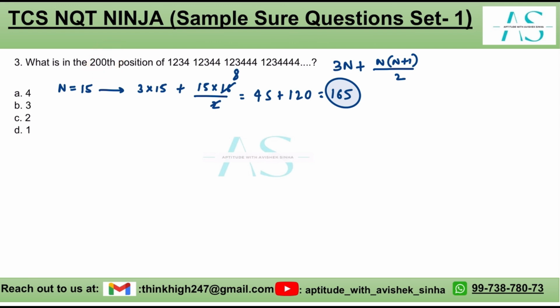So we can try with n being 16. Let's see what do we have. 3 into 16 plus 16 into 17 by 2. What do we have? 16 3s are 48. Then 17 into 8. 17 into 8 is simply 170 minus 34. We get 136. What do we have here?